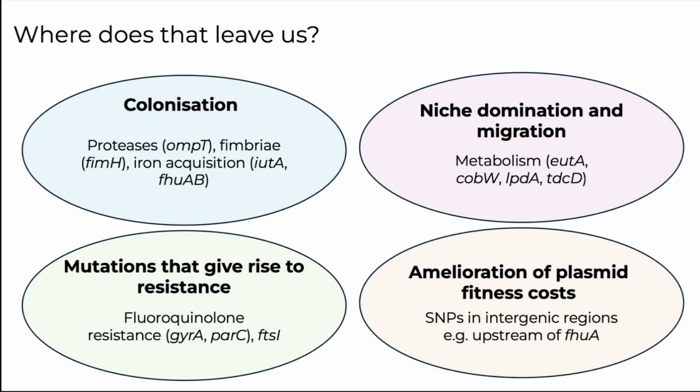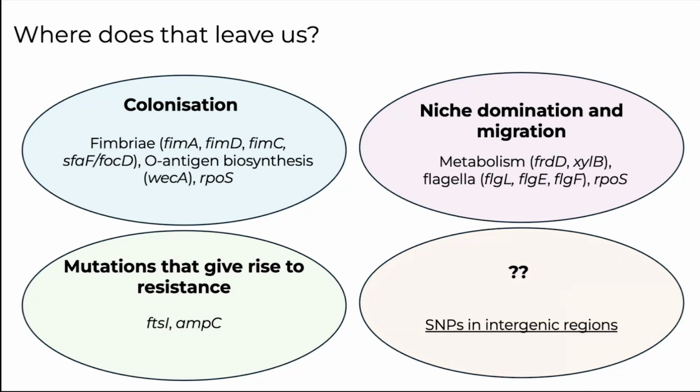And then if we take the SNPs and the genetic changes that we found in this experimental data set across the E. coli phylogeny, we can see we can actually put them into these 4 categories quite nicely. We have a lot of mutations in fimbriae genes, in O antigen biosynthesis, that might make the strain more able to colonize. We see SNPs related to metabolic genes. There's also quite a few mutations in flagella genes that also might help with dominating a particular niche. I've mentioned some mutations that help give rise to resistance, AMP-C and FTSI.